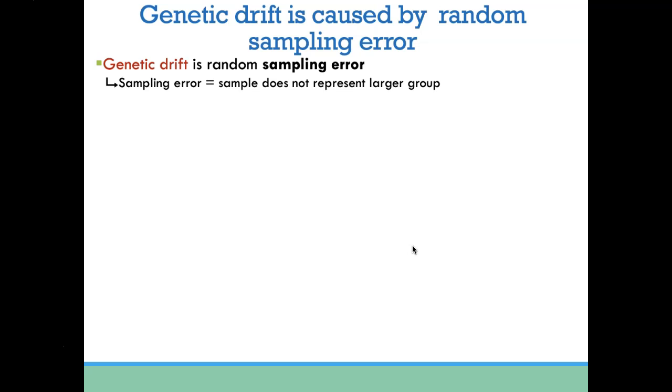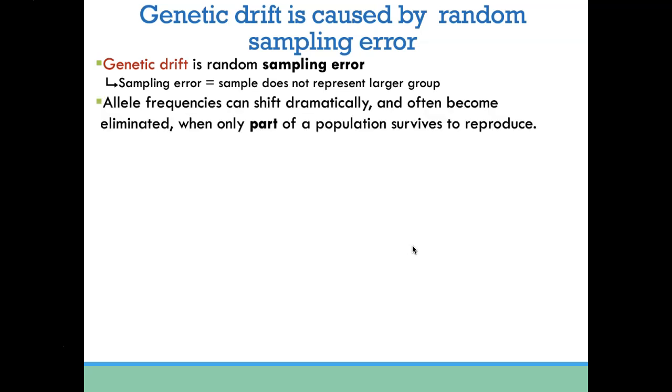Right, so that's what genetic drift is. Allele frequencies can shift dramatically and sometimes be eliminated when only a part of a population can survive to reproduce. This is an example that's best illustrated with a simulation. What I'm trying to illustrate here is how random sampling error, just by randomly picking something wrong, is called genetic drift. And it's not what you'd expect, right?